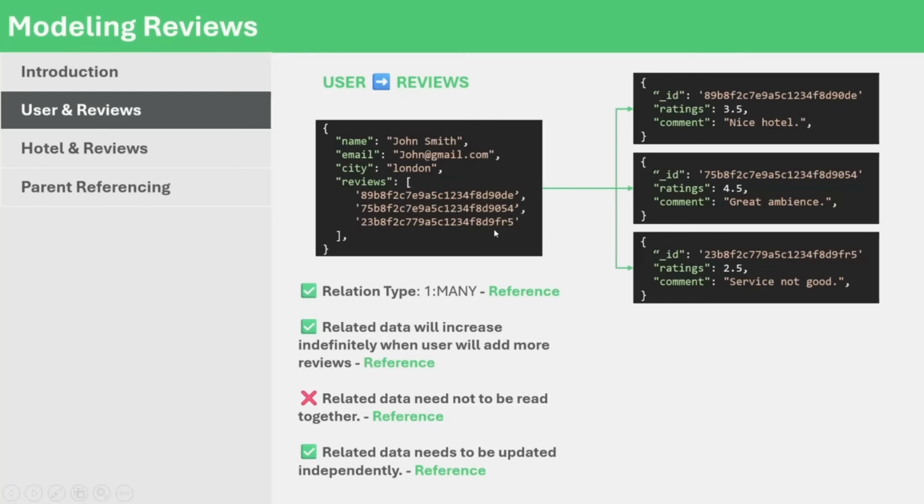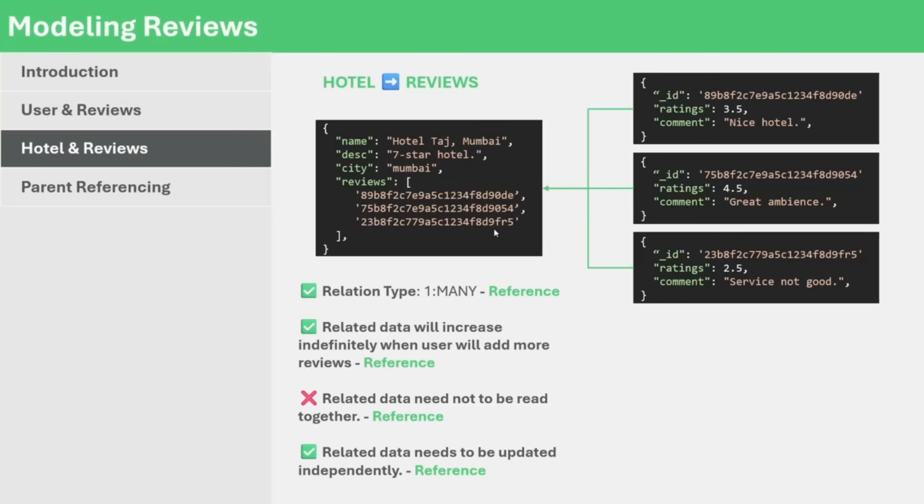Now let's take the example of hotel and reviews. So between the hotel and reviews also, we have a one-to-many relationship. One hotel can have multiple reviews. So again here also, since we have a one-to-many relationship, we will go with the reference approach. And also the related data will increase indefinitely when the hotel gets more reviews. So this reviews array can grow indefinitely. So that's why here using the embedded document approach is not preferred. And that's why we will use the reference approach.